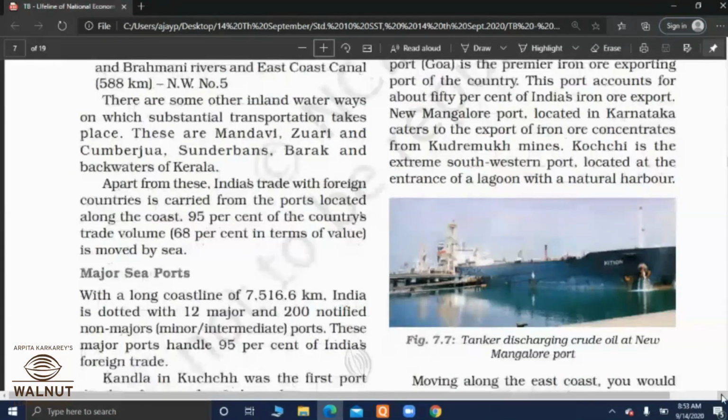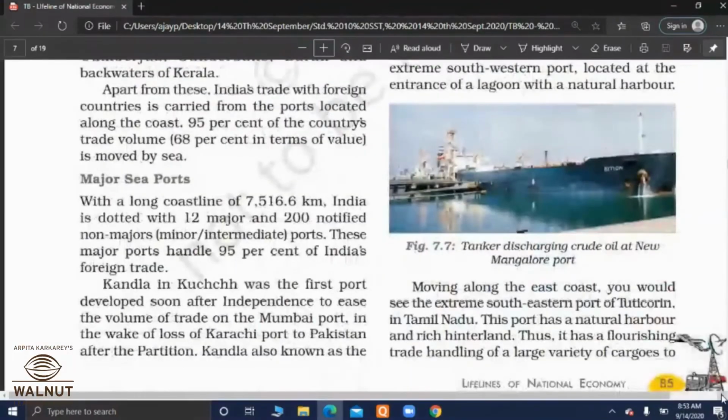So now the major ports we are going to see. We've already learned about it, but we'll just quickly go through it. With a long coastline of 7,516.6 kilometers, India is dotted with major and 200 notified non-major, that is minor or intermediate ports. These major ports handle 95% of India's foreign trade. So the waterways, okay, national waterways are very important.